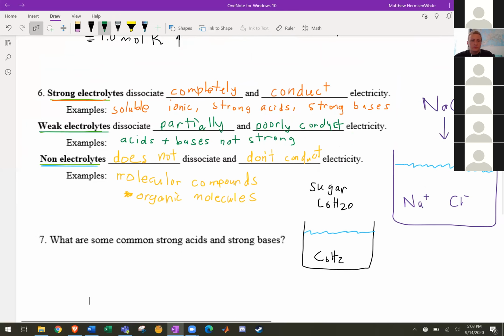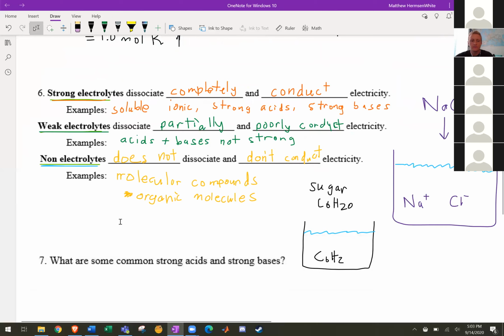So to review, we have strong electrolytes that dissociate completely, weak electrolytes dissociate partially, and non-electrolytes do not dissociate. What questions do you have for me before we discuss strong acids and bases?